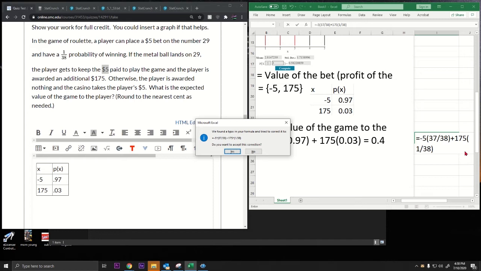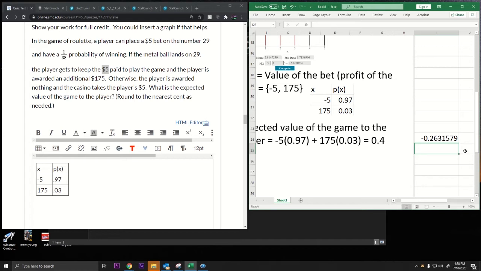-5 times 37 over 38 plus 175. Do you want to accept this correction? Sure, I'll accept it. Wow, I must have plugged something in wrong, because this is giving me a more correct answer. That 0.4 was suspicious, because we should be losing. The house never wins, or the house always wins.